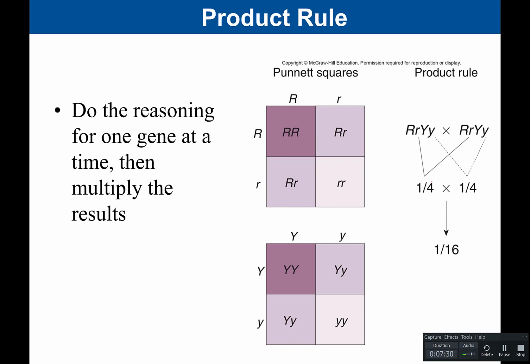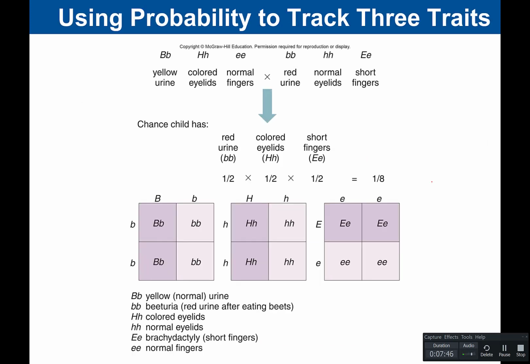But for me personally, I know that I get less confused if I just treat them as separate crosses. I cross the R's by themselves and I cross the Y by themselves, and then I multiply those two probabilities together. So this is just an example showing how you can use this to track 3 traits, for example.